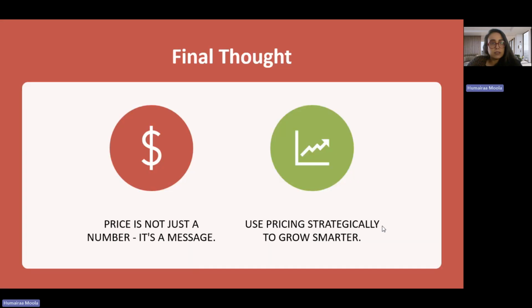If you are starting a business, or if you are even already in business, remember this. Pricing is not just a number. It is a message. It tells customers whether you are affordable. It tells customers whether you are premium or trusted or exclusive or innovative. So you need to stop treating pricing as something that you just guess.